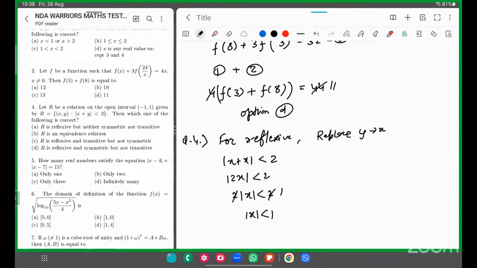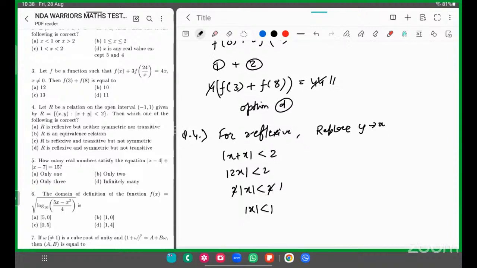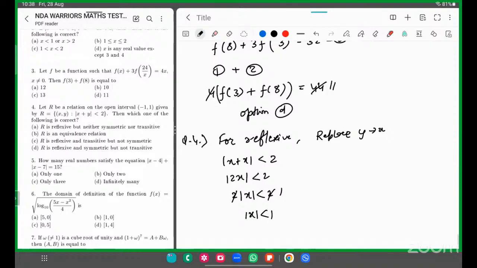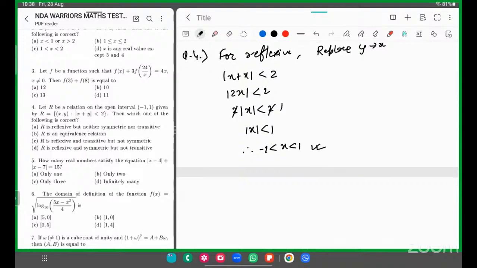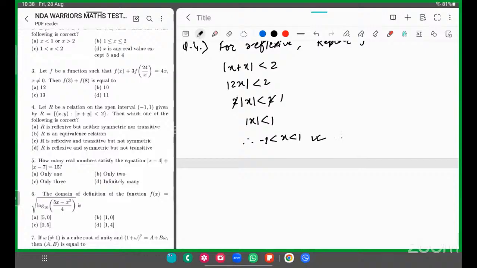Okay. And they are defining this value between minus 1 to 1. The interval should be minus 1 to 1. Mod x is less than 1. It means we can say that x value is going to be lying between minus 1 to 1. That is fine. So it is reflexive. Then we will check for symmetry.